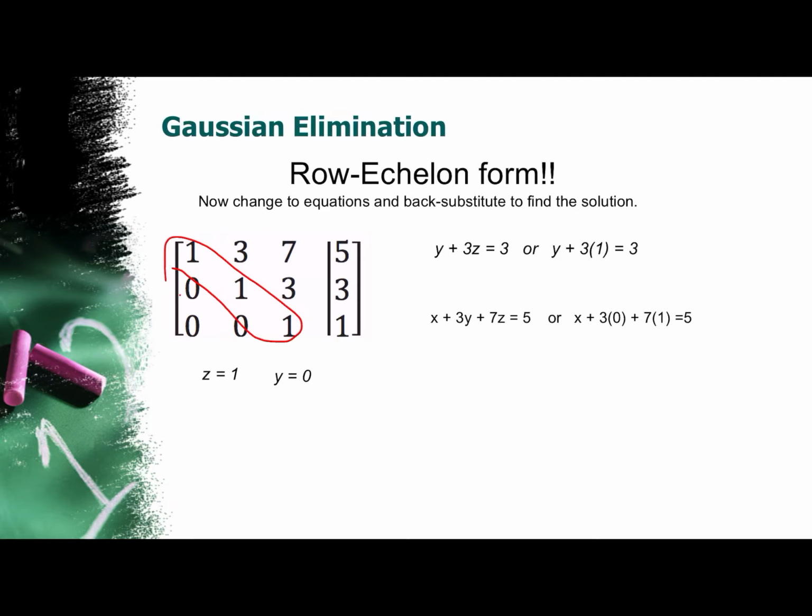And if I plug in the y is 0 and the z is 1 into those places, I get x plus 0, or x plus 7 equals 5, so I subtract 7, and I get x equals -2. So when you write your answer, you're going to do it as an ordered triple, so it will look like this: -2, 0, and 1. All right, and so that's how we can solve a system of 3 equations.